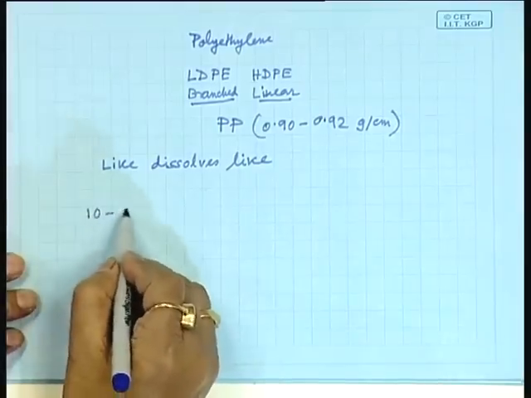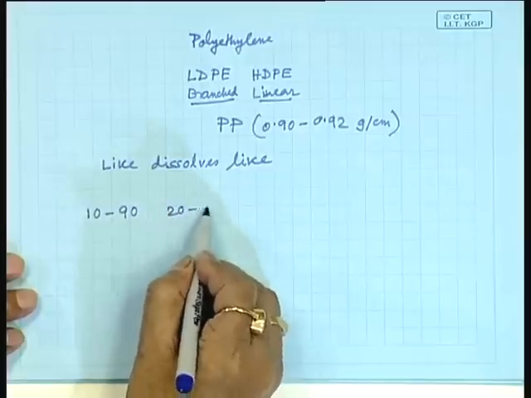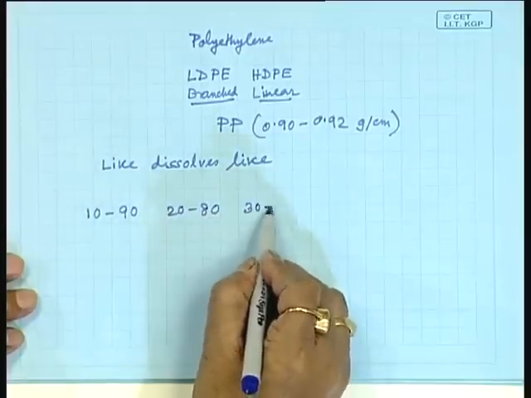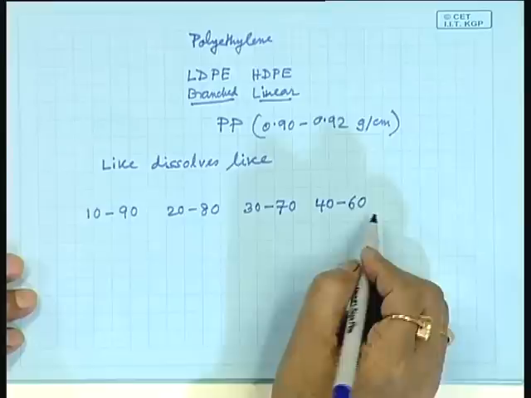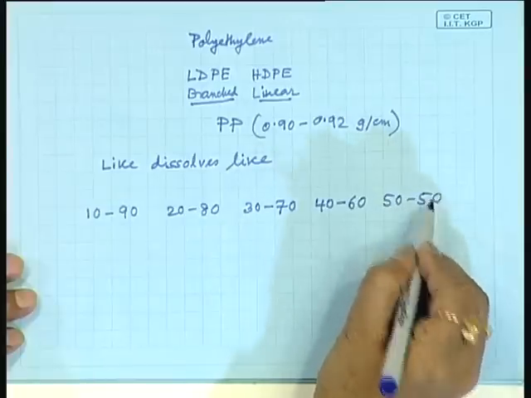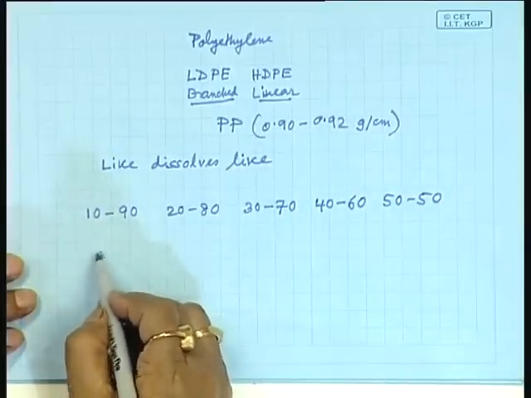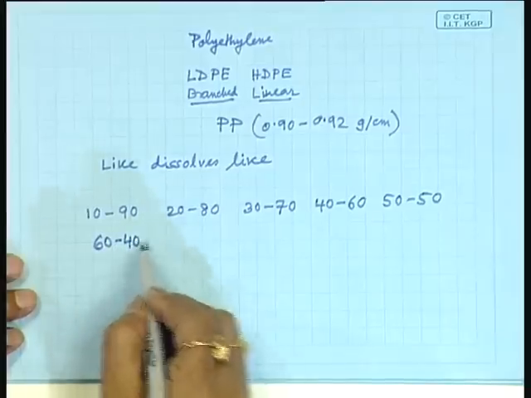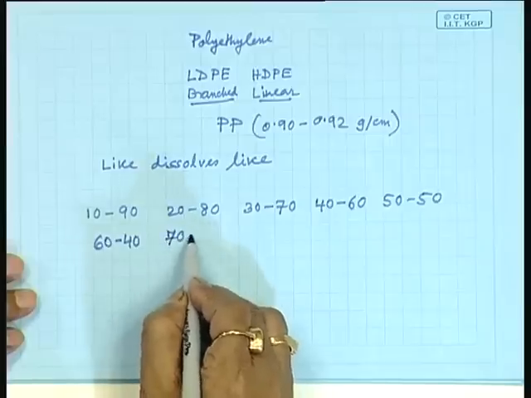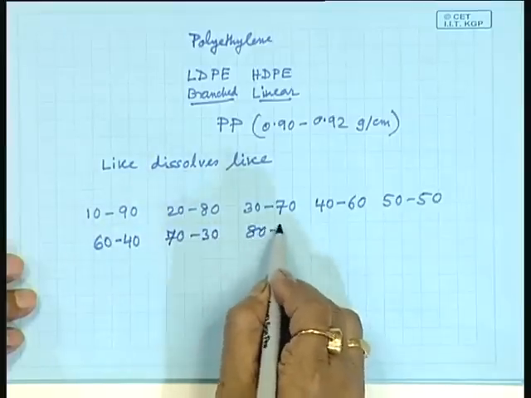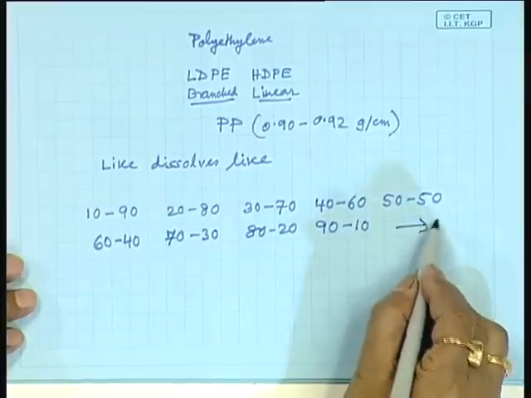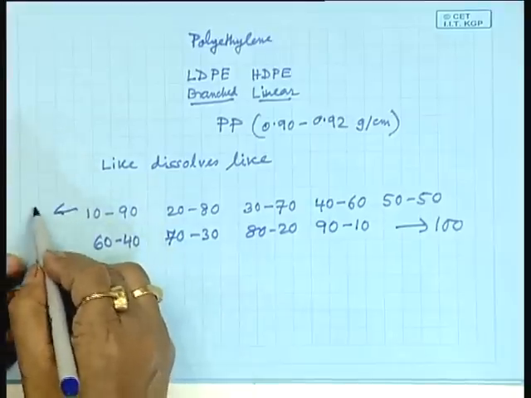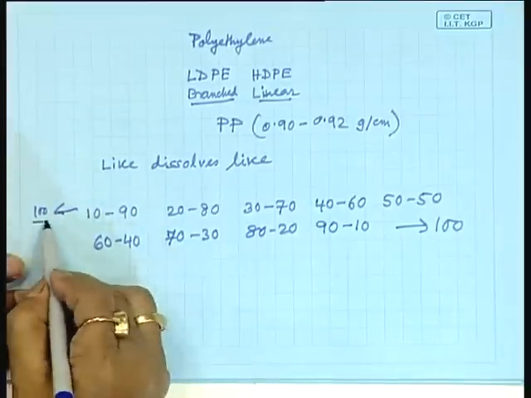So, this way you can have 10:90, 20:80, 30:70, 40:60, 50:50, and then 60:40, 70:30, 80:20, 90:10, and 100% of one solvent on one side, and the other is 100% pure solvent.